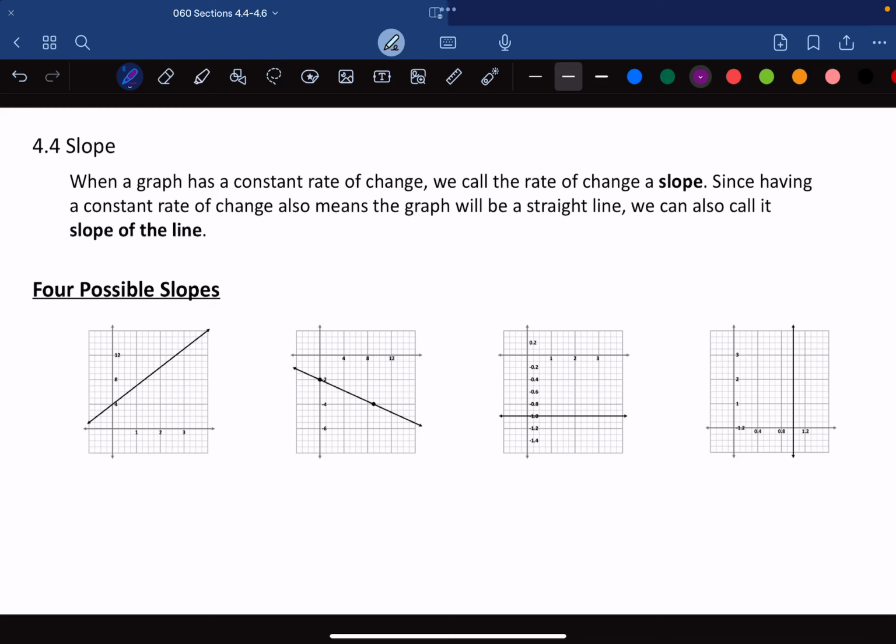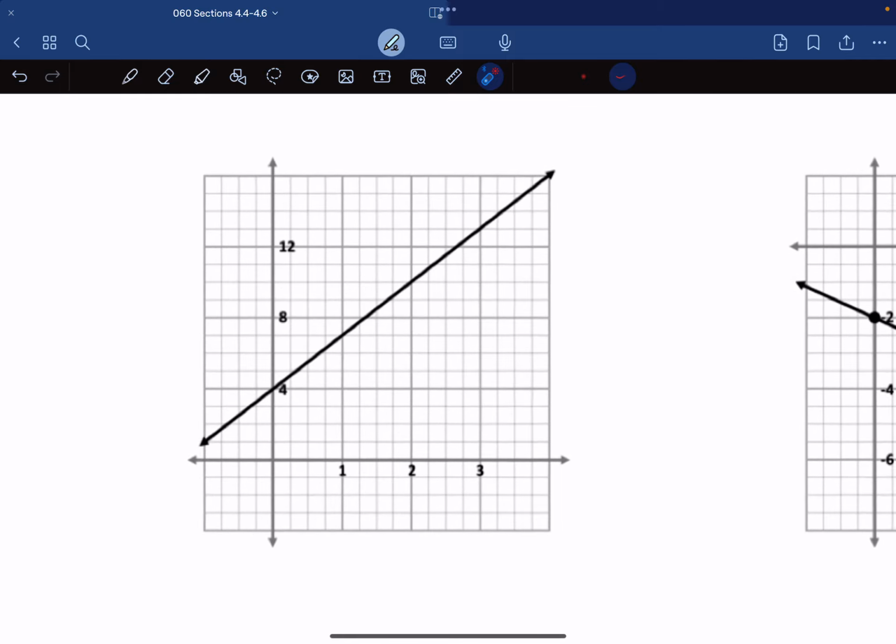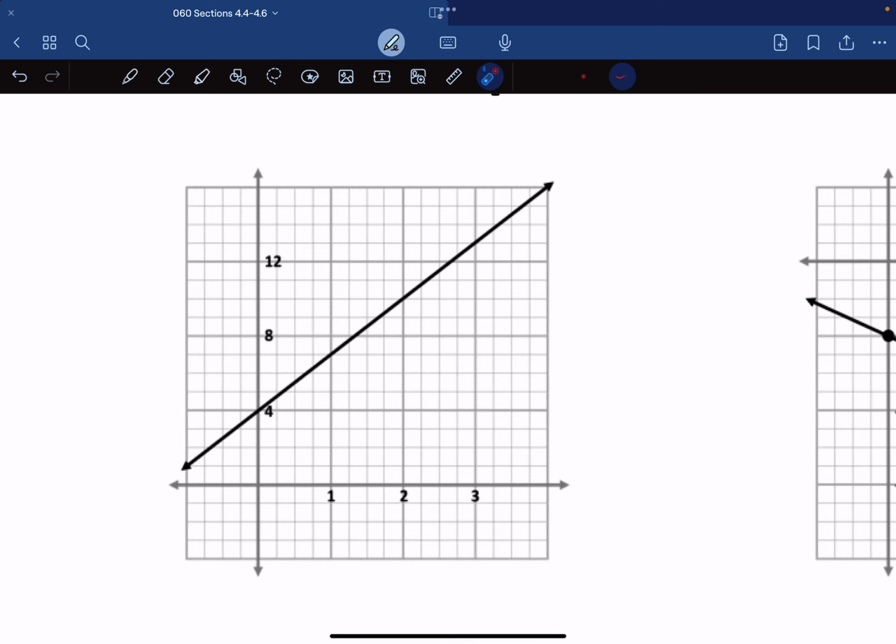Let's look at slope for this video. When we are looking at a constant rate of change, that rate of change is called the slope of a line. This slope is specific to looking at straight lines. And in this slide here, we have four different slopes we're going to look at, the four different possible slopes you're going to find with linear graphs. So I'm going to zoom in on each of these, and we're going to analyze the slopes.